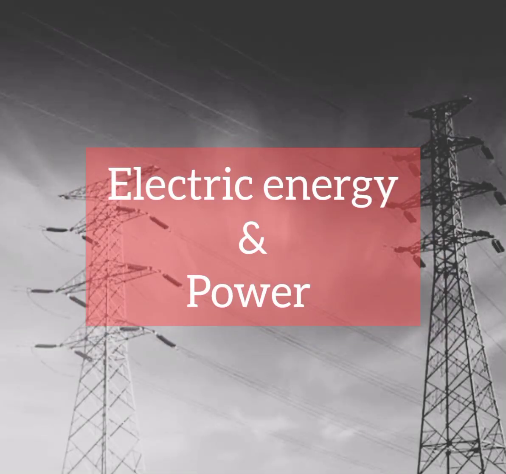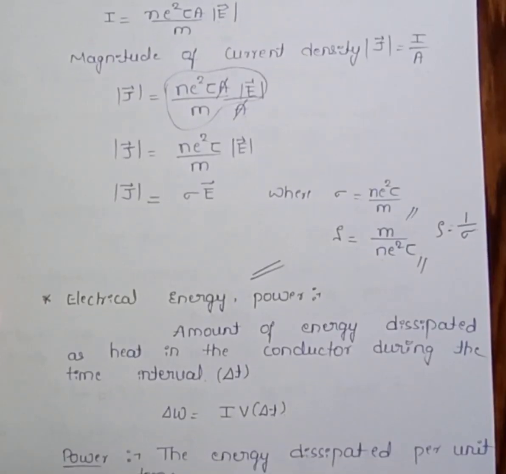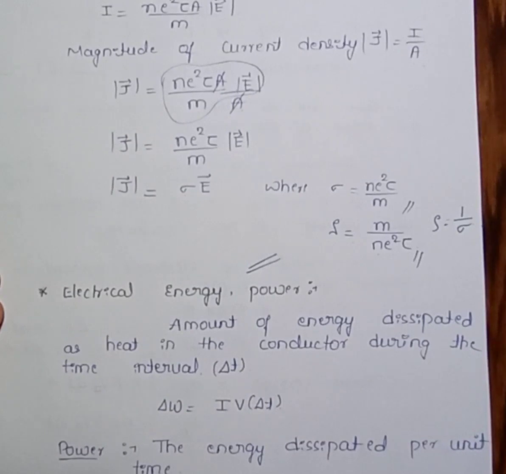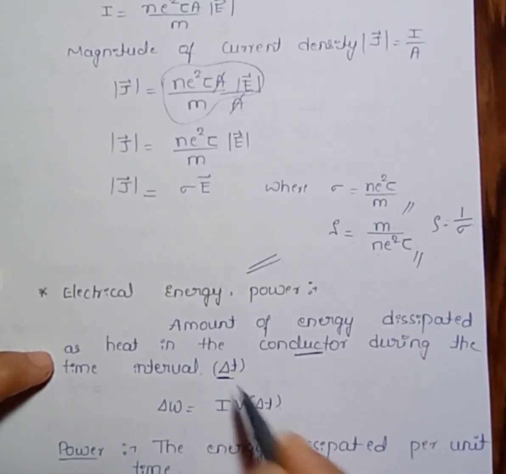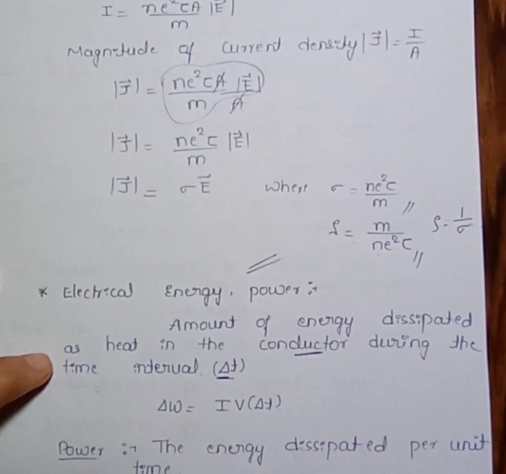Let us see some definitions of electric energy and power. The amount of energy dissipated as heat in the conductor during the time interval delta t gives the electric energy.